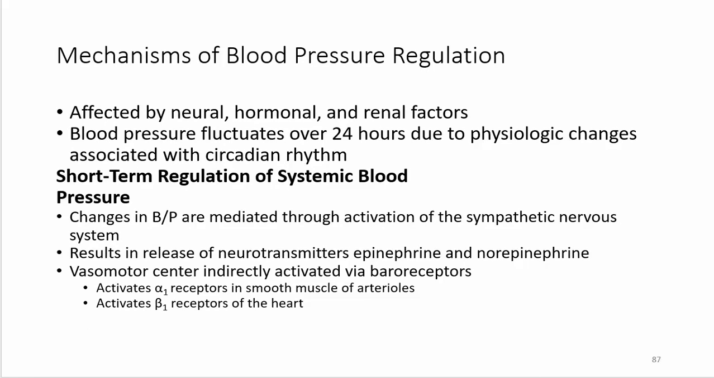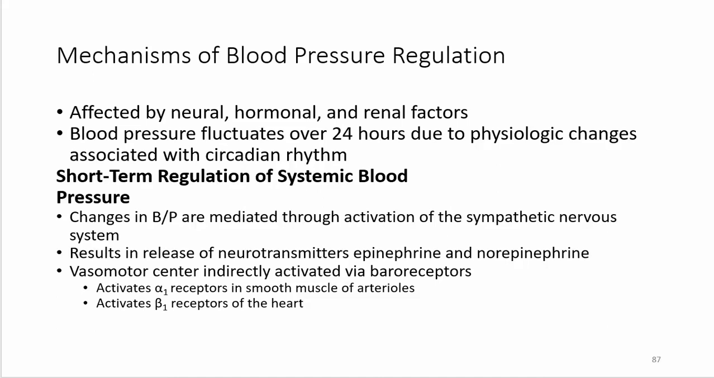So blood pressure is regulated by renal factors, neural factors, and hormonal factors. So it's the kidneys, it's your brain, it's your endocrine system, right? And it's going to change, and it's going to change all the time depending on circadian rhythms and on demands.